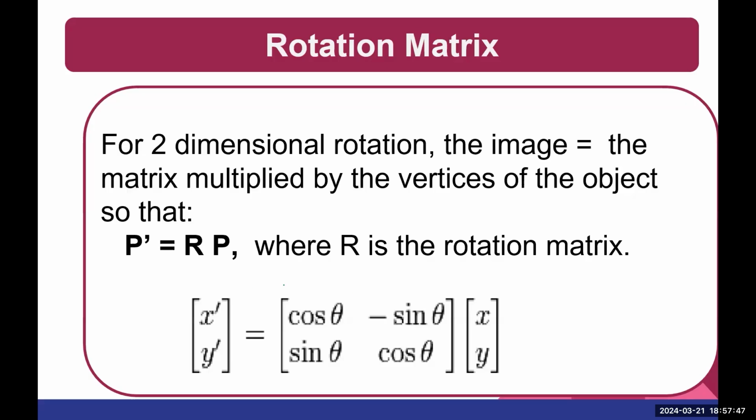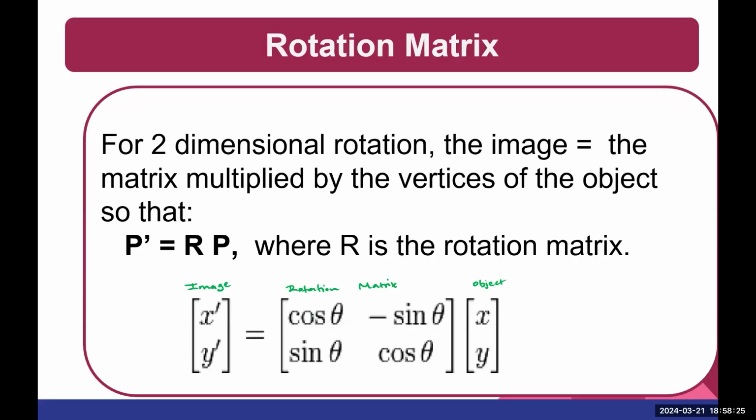And here, they're showing us that this is the image, and this here is a rotation matrix, and this is the object. So the rotation matrix times the object gives us the image. It's very similar to the others: translation matrix times the object gives us the image, enlargement matrix times the object gives us the image, and so on and so forth.